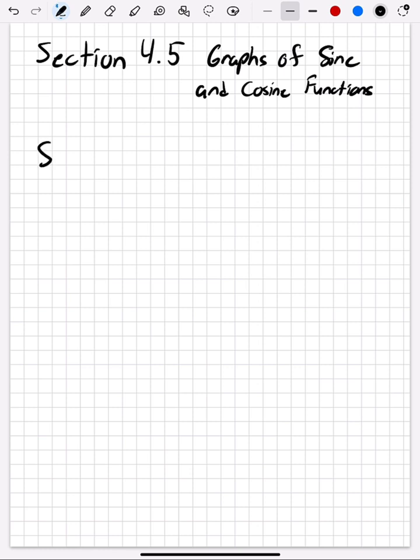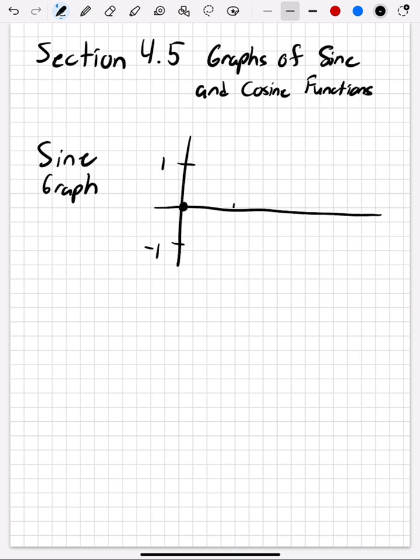Alright, so let's just look at the sine function first. And so let's just look at the graph. So we'll just look at a basic sine graph. You've looked at this before, but just to show you again. Sine always starts at 0, 0, or the basic sine does. And then we have pi over 2, pi, 3 pi over 2, and 2 pi. Obviously, this is not drawn to scale, but that's okay.